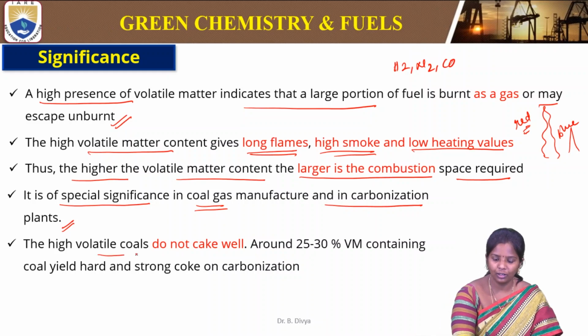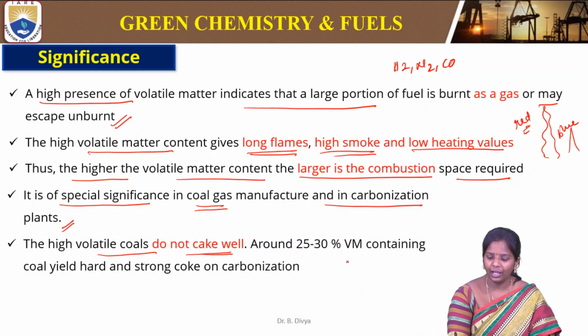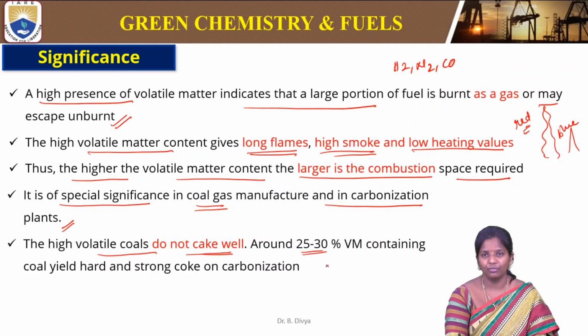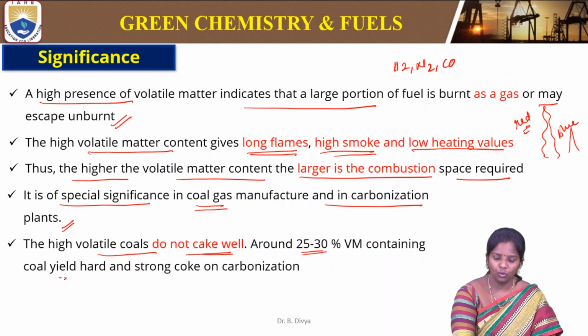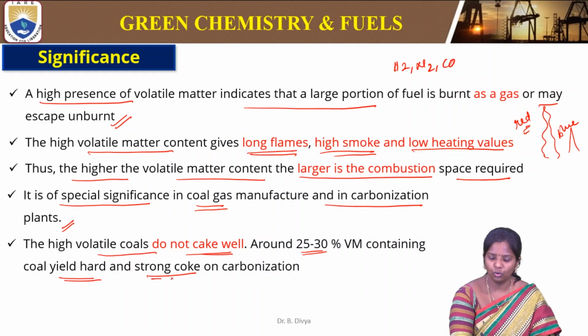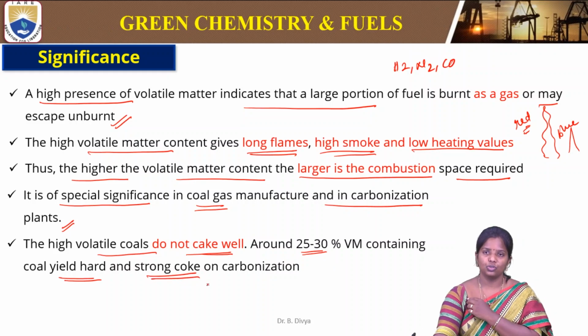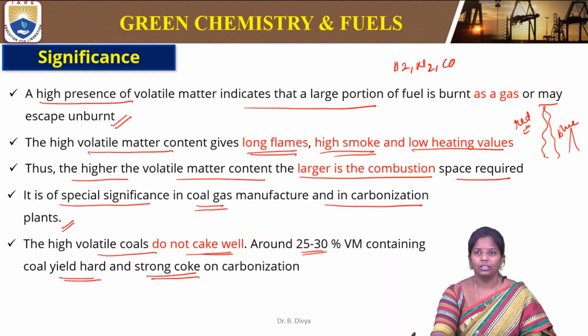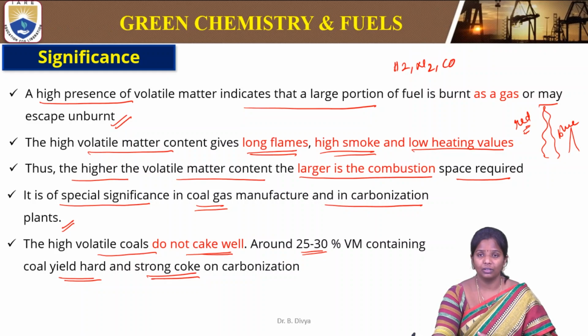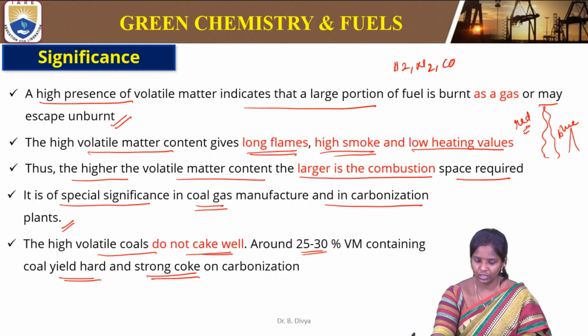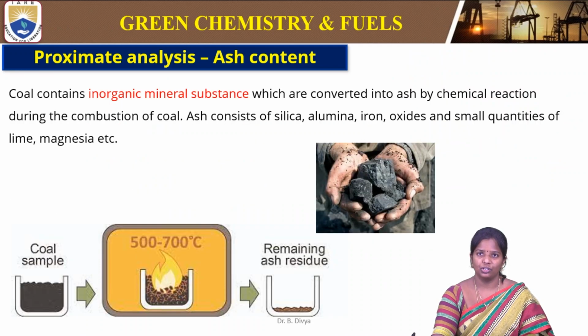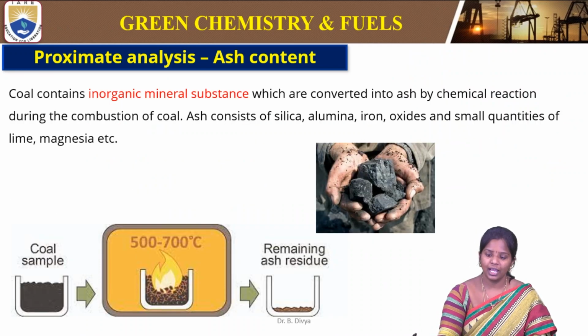The high volatile coals do not cake well. Around 25 to 30% of volatile matter containing coal yields hard and strong coke on carbonization. So whatever volatile matter is present, if it is 25 to 30%, that will yield hard and strong coke on carbonization.